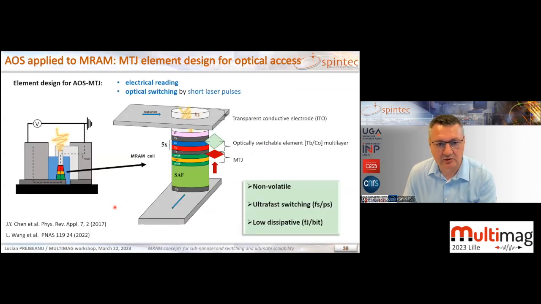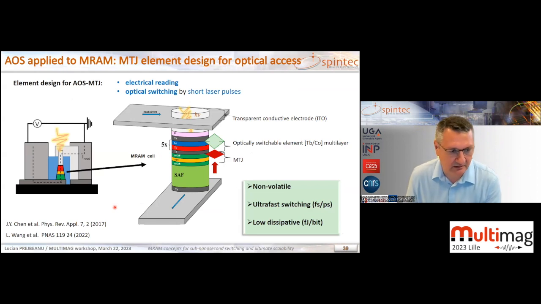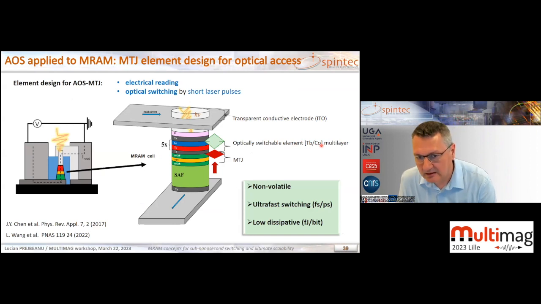So our work together with colleagues from Nijmegen initially and afterwards with Nancy demonstrated an electrical reading and optical switching with short laser pulses in materials that integrate an optically switchable element, which is a terbium cobalt multilayer. And we developed a transparent conductive electrode, an ITO, in order to be able to bring the laser to the level of the tunnel junction.